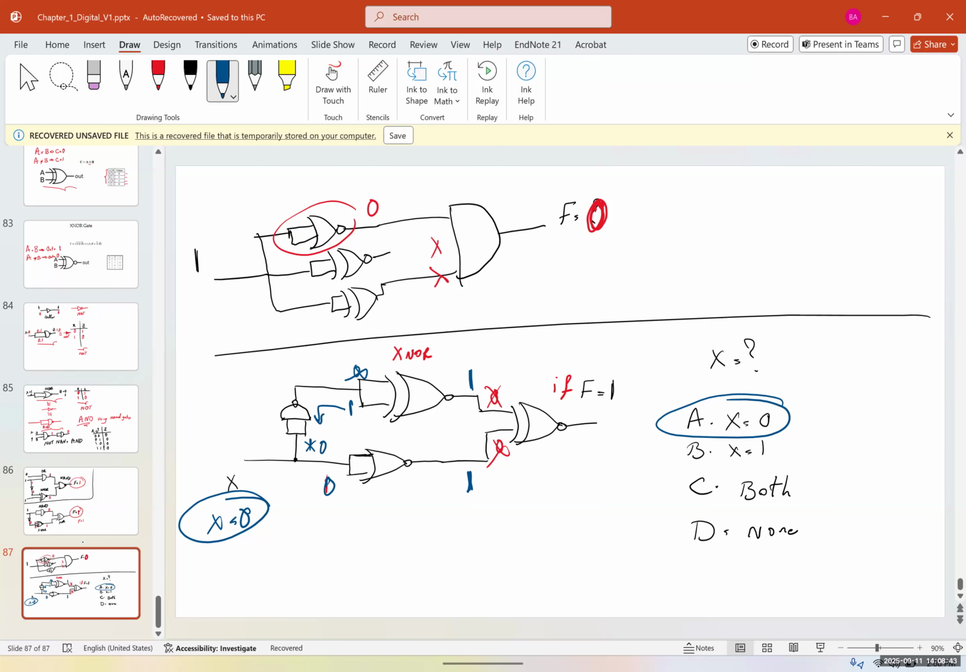And next week we will start with Boolean algebra and how we solve these Boolean logic gate circuits. Thank you so much and have a great weekend.